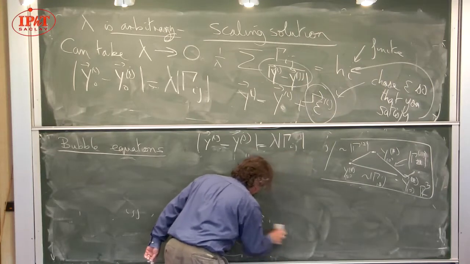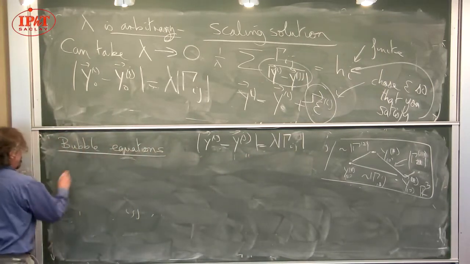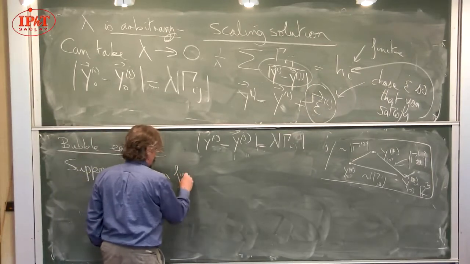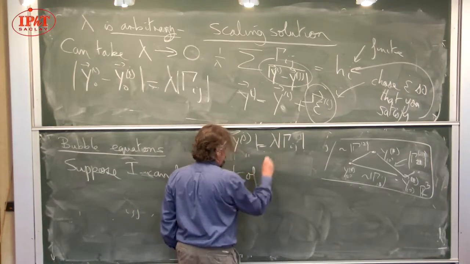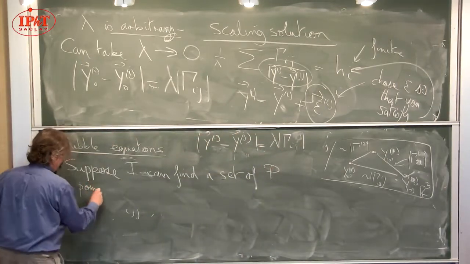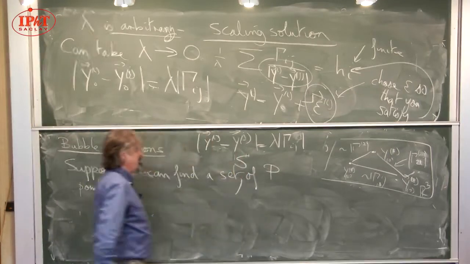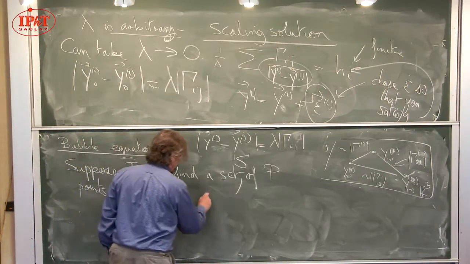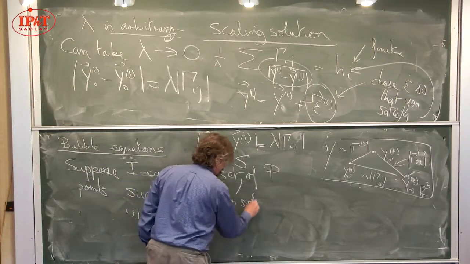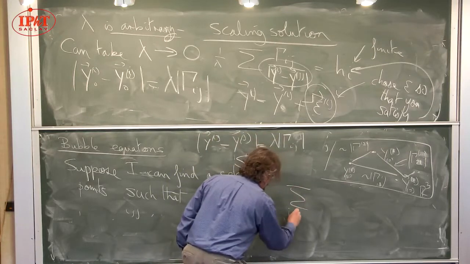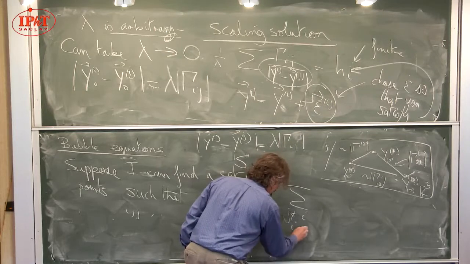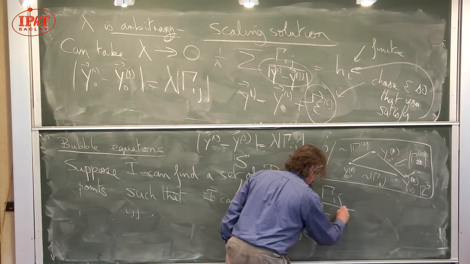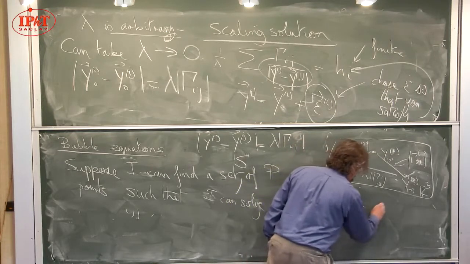So I'm going to take this to a logical extent. Suppose I can find a set of, let's say, P points. Let's give it a name, set S of P points, such that I can solve, for j not equal to i, for i and j in this set S, the equations gamma_ij over (y_i minus y_j) equal to zero, homogeneous points.